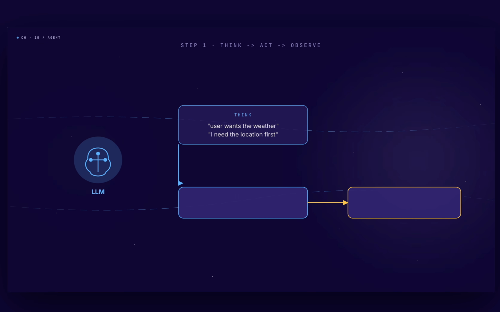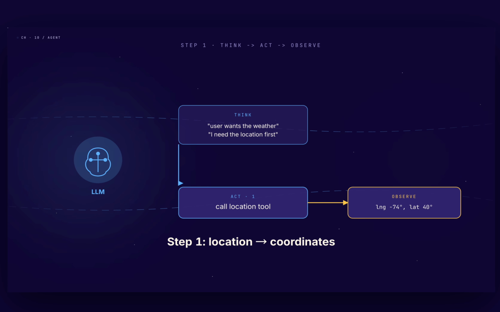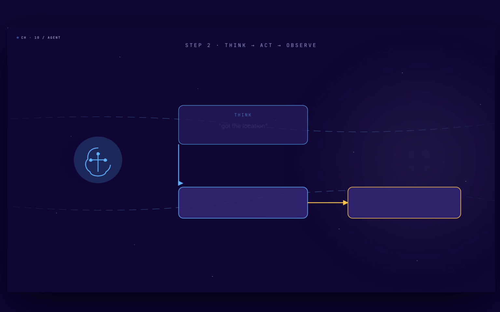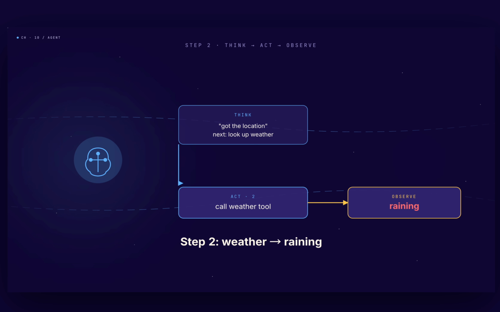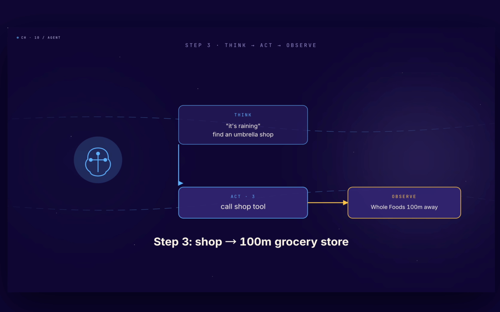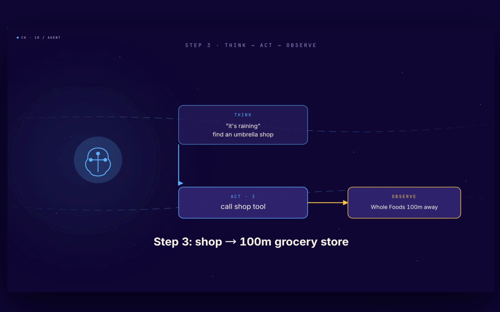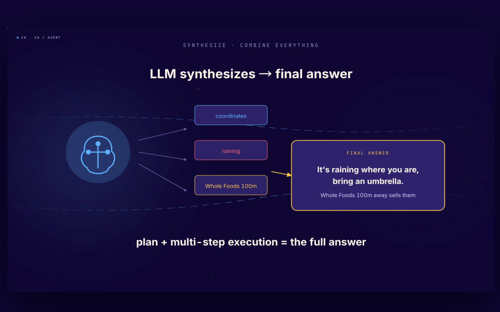The model thinks, the user wants the weather. To get that, I need to know where they are. There's a location tool. Let me call it. Got the location. Next, I need the weather for that spot. There's a weather tool. Call it. It's raining. Per the user's request, I also need to find an umbrella shop. There's a shop tool. Call it. Search for umbrellas. The model pulls it all together. Every goal is met. Time to give the user the final answer.